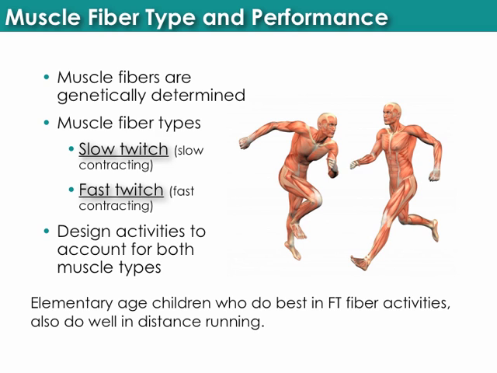And the 2 types of muscle fibers are slow twitch and fast twitch. And for the most part, students with slow twitch muscle fibers do well with distance running and activities that don't require much speed. On the other hand, students with fast twitch muscle fibers do well in speed and agility type activities. However, it is surprising to note that elementary age children who do best in fast twitch muscle fiber type activities also do well in distance running.